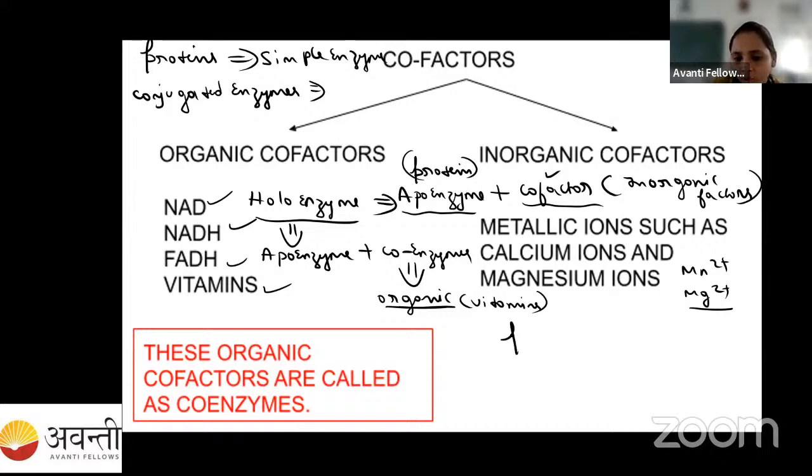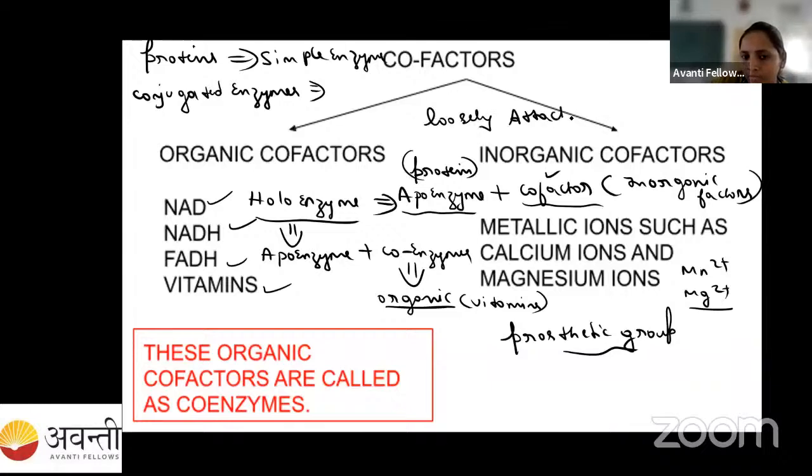So that will act as the prosthetic group. Students, here you have to remember that whereas cofactors and coenzymes are loosely attached to the protein part, a prosthetic group is tightly attached to the protein part of the enzyme. So that we'll call it a prosthetic group.